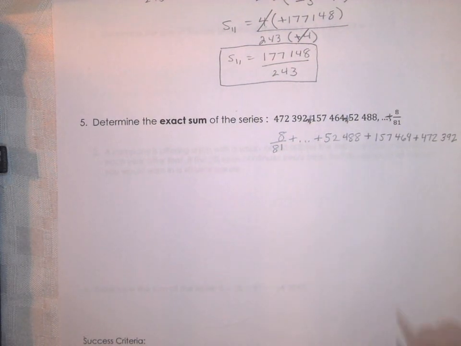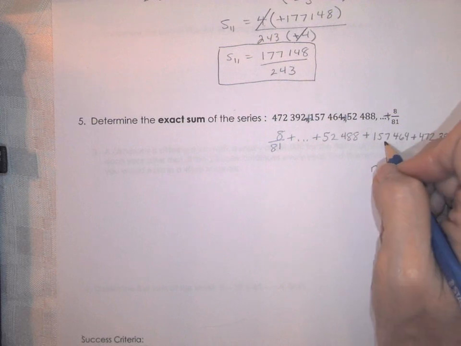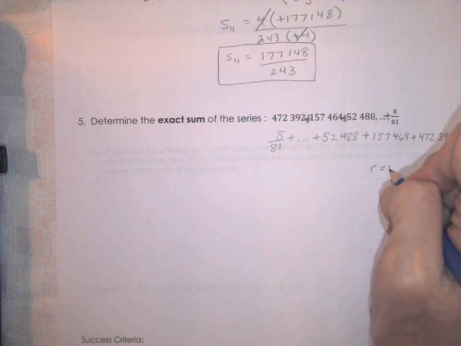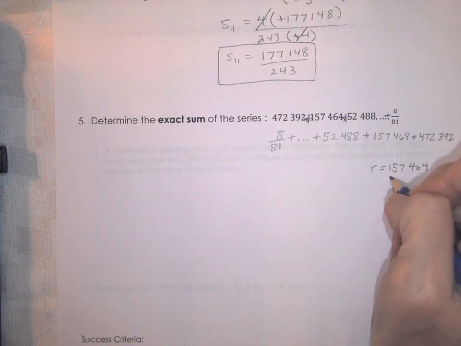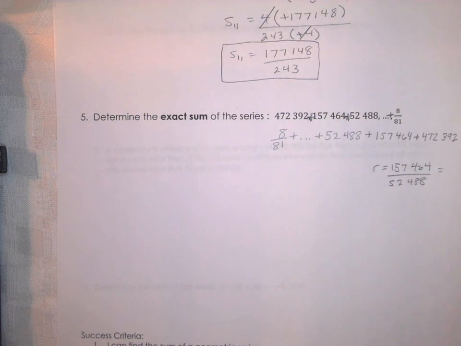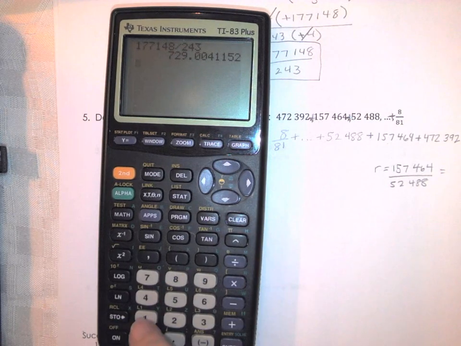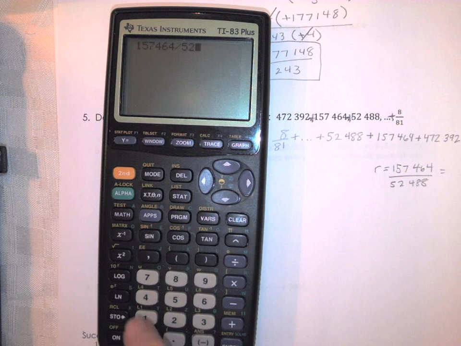And turning it around again, our A is a fraction, but our R won't be. Let's see what our R is. So I can take one term as long as I divide by the term directly before it. So 157,464 divided by 52,488 is hopefully a nice number. So 157,464 divided by 52,488 is 3.